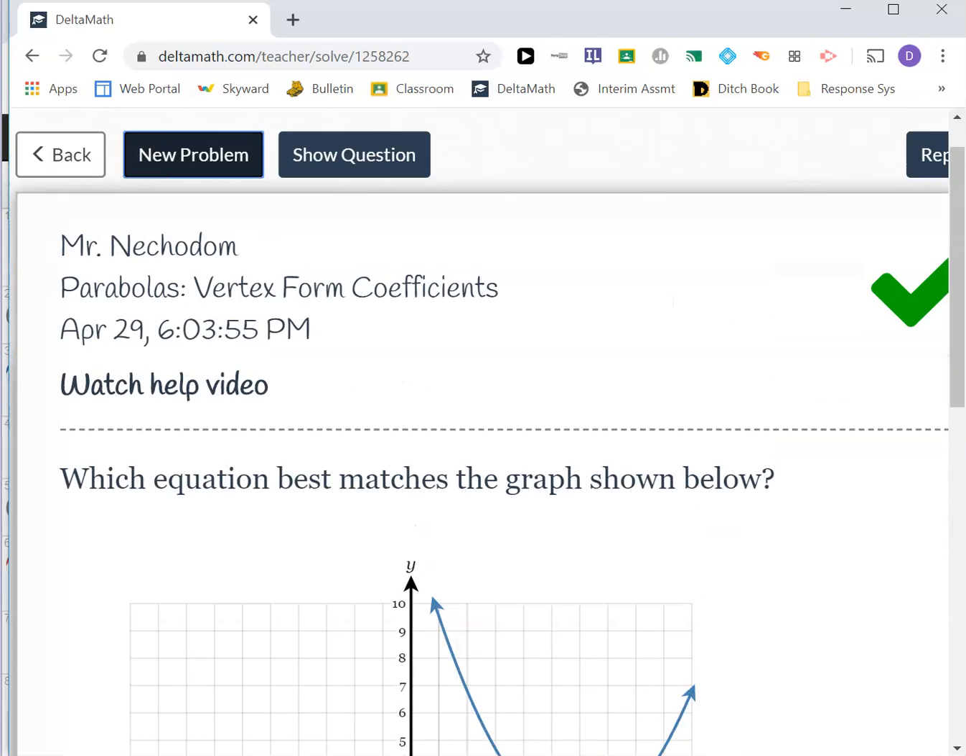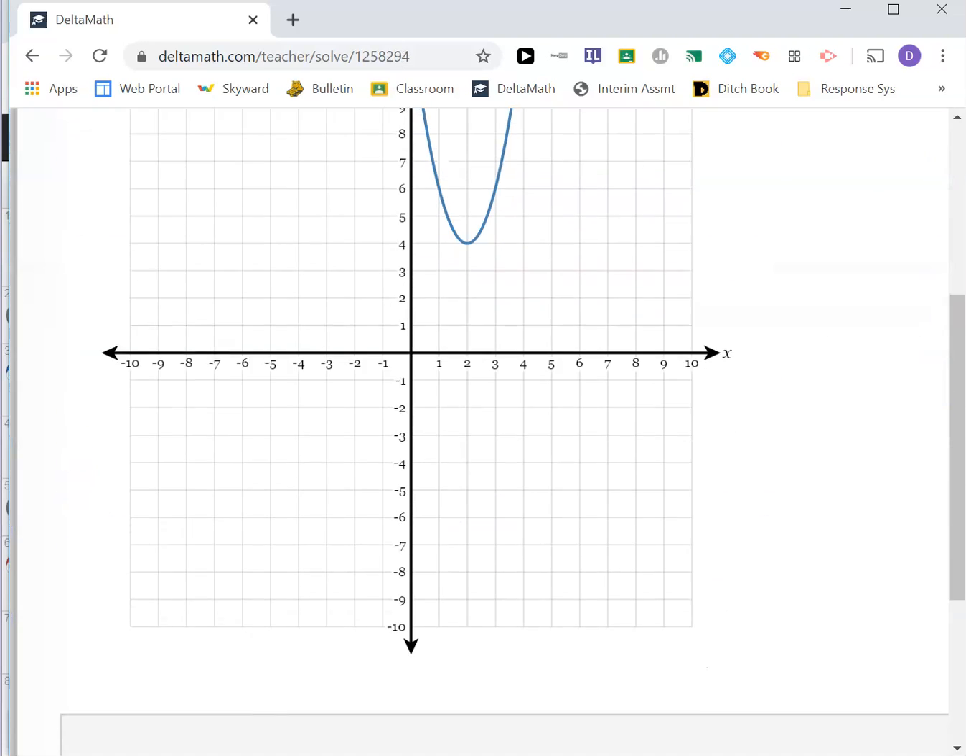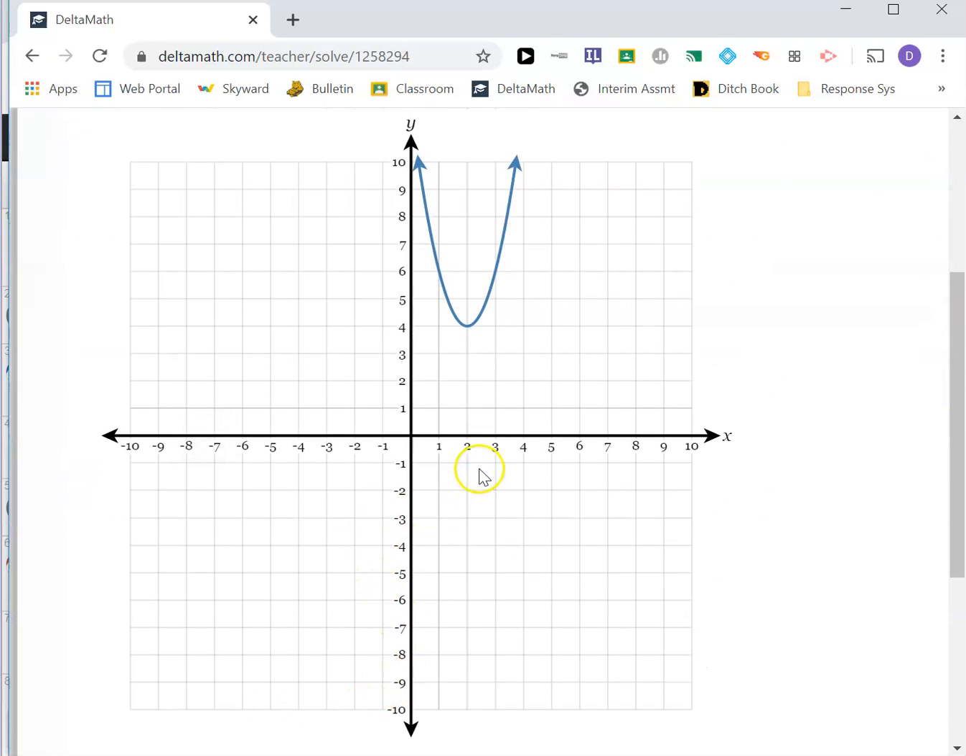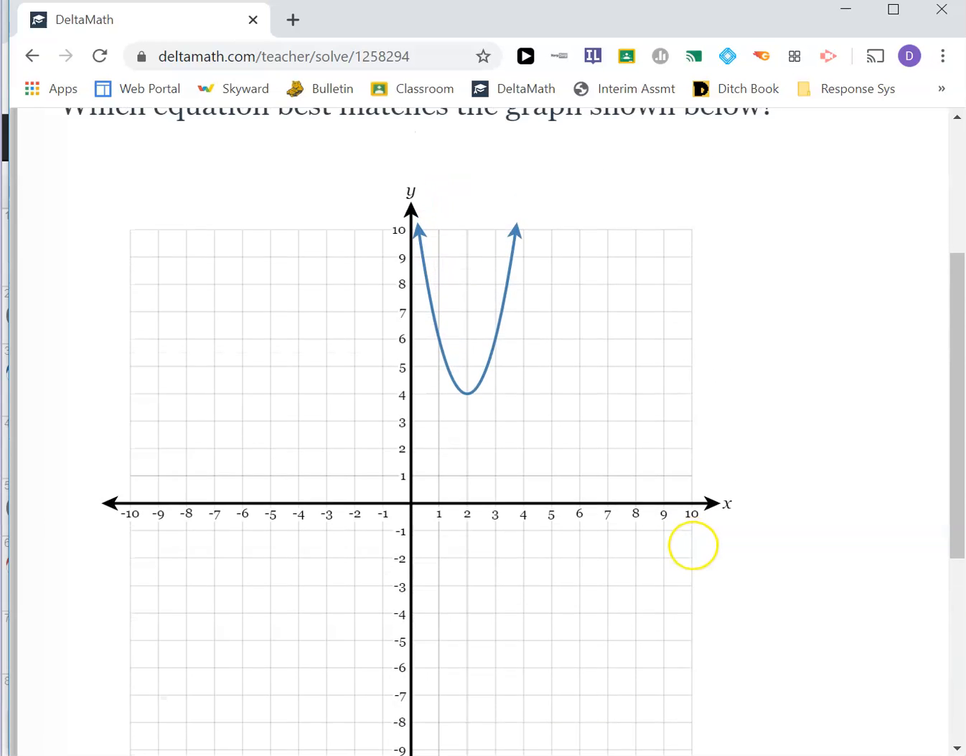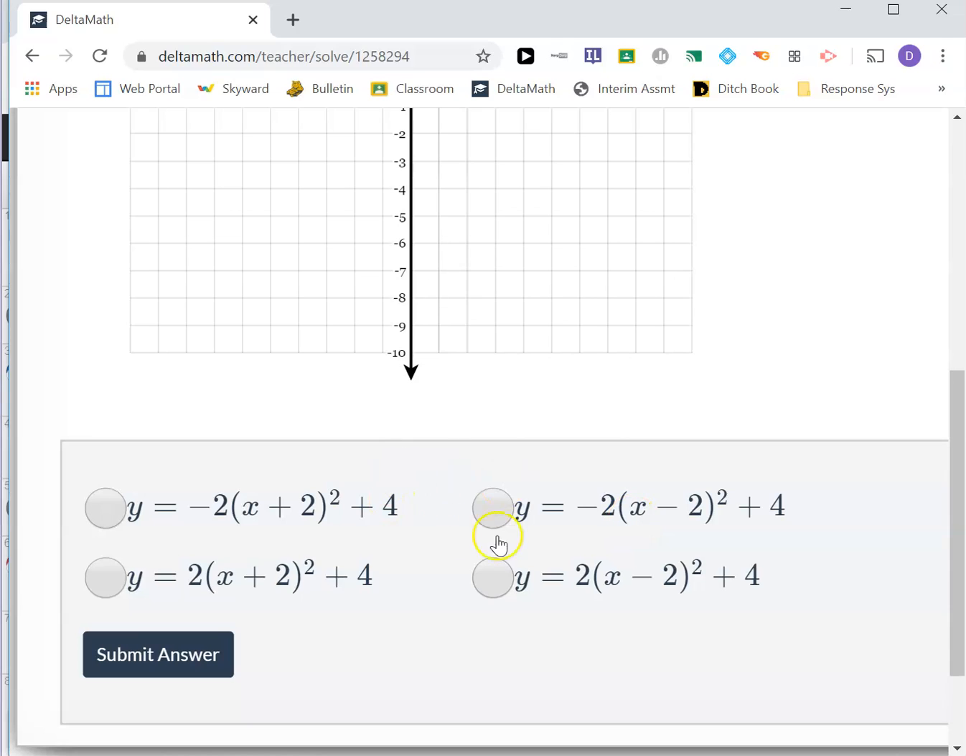That's the same problem. So that one is shifted to the right 2 and up 4. Let's look and see what we got here. Right 2 and up 4. Here's one that's right 2 and up 4, and here's one that's right 2 and up 4. So it's going to come down to whether it's pointing up or down. This one's pointing up, so it's going to have to be the one with a positive number right here.